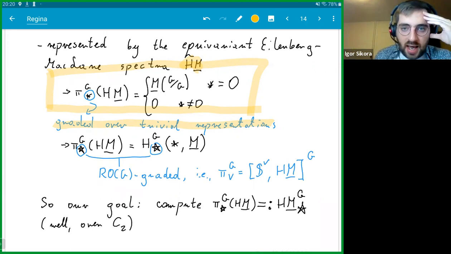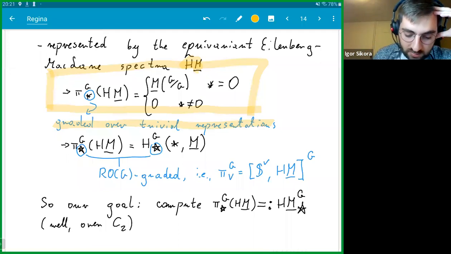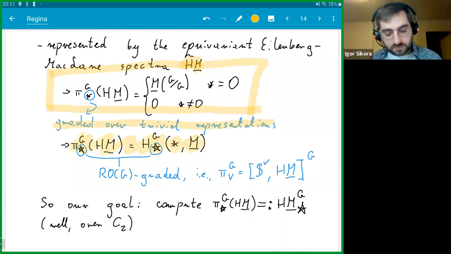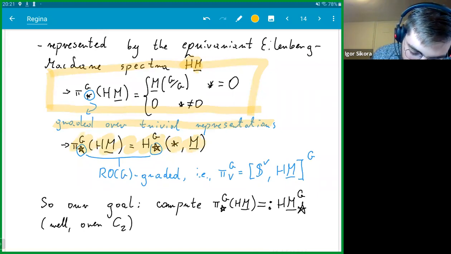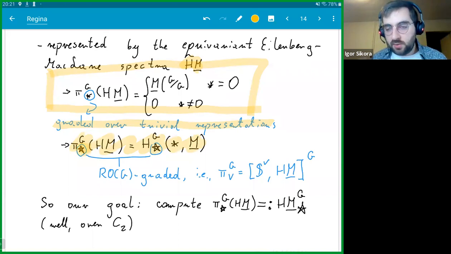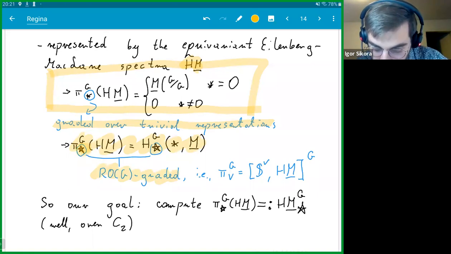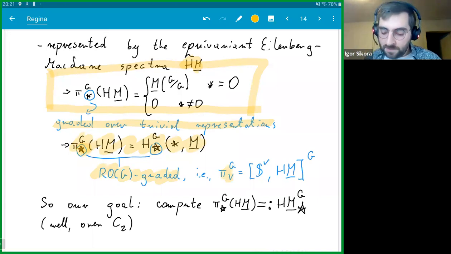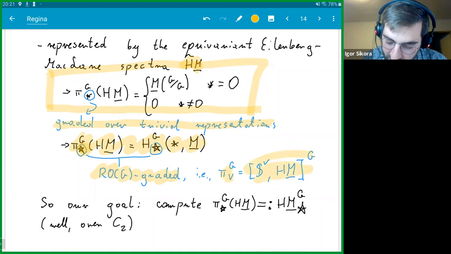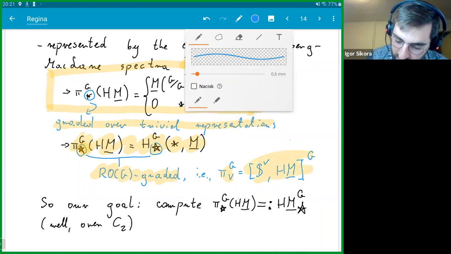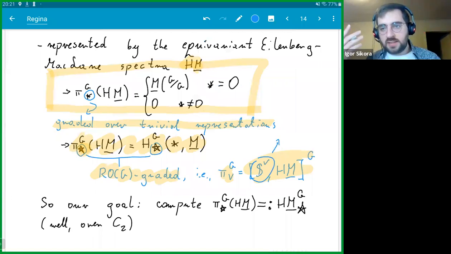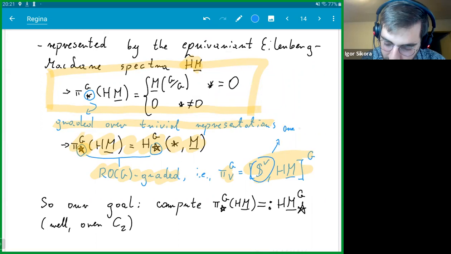And how are Eilenberg-MacLane spectra and their homotopy connected to the homology of a point? By this formula, actually, it is just the same thing. This five-pointed star over here denotes the RO(G) grading. In other words, pi_V of HM is the G-homotopy classes of maps from S^V to HM. And I should also say what S^V is: V is a representation and S^V is just the one-point compactification of V.